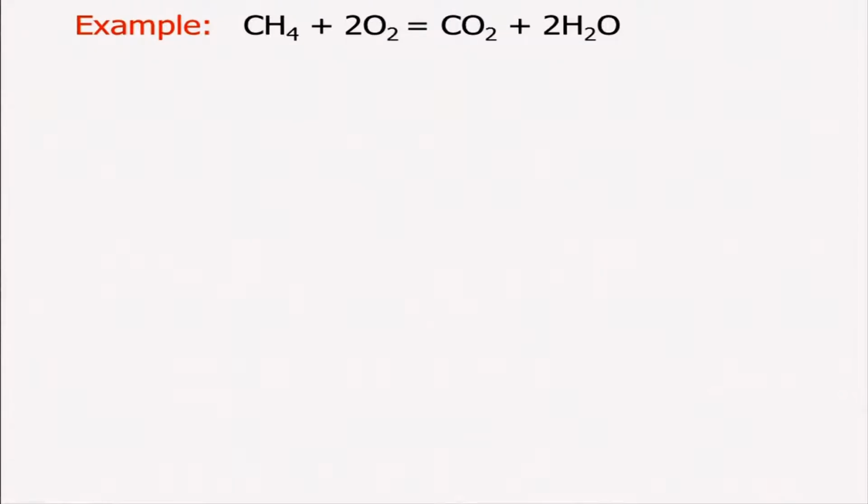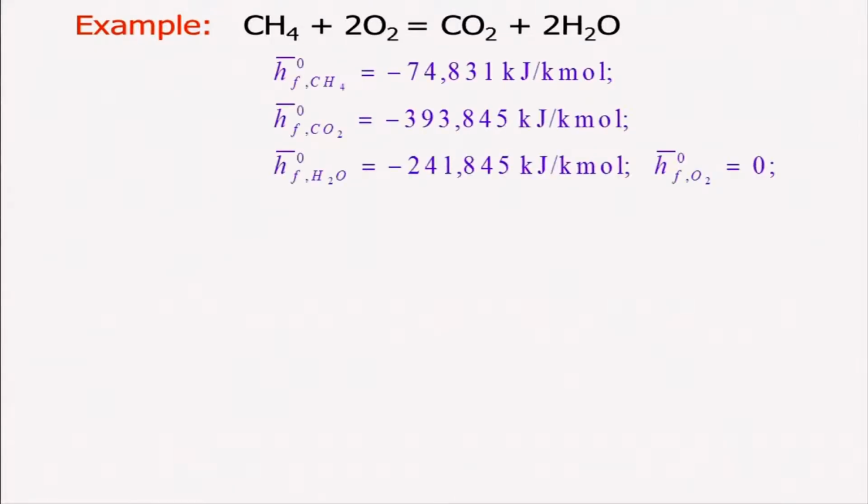So, we will continue that example. From the table we can get for methane 74,831 kilojoule per kilomole. Similarly, for carbon dioxide and water, and of course, the oxygen at the standard state is 0. Keep in mind that this 0 is basically considered a standard state, just as a reference, to take that as a symbol.